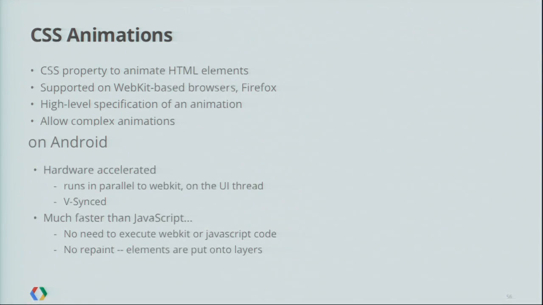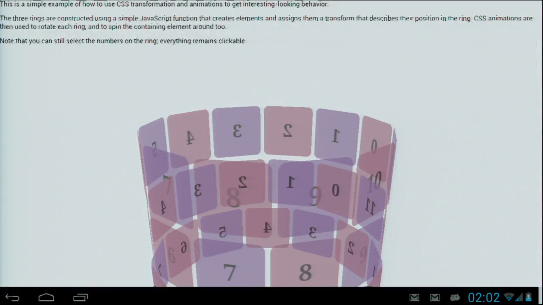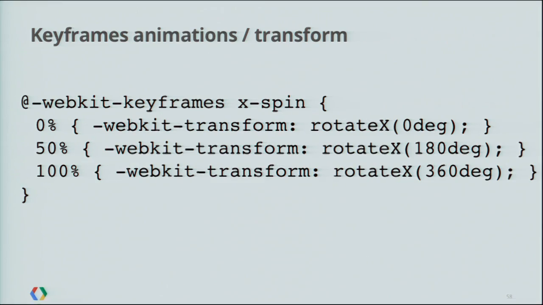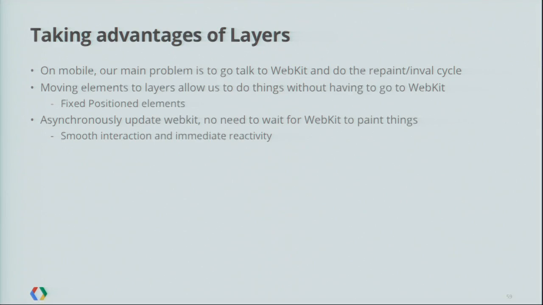And if you have heard a bit about Project Butter, that also means that those animations are vsynced. So they are nice, smooth, and of course much, much faster than JavaScript. You don't need to execute anything. It's all done on the UI side. It's all synchronous. So to simplify things, try to use CSS animations. For example, the way you do that is you just create an animation, say where you want it to be, and apply a transform. And that's all. That's what was giving you this spin.